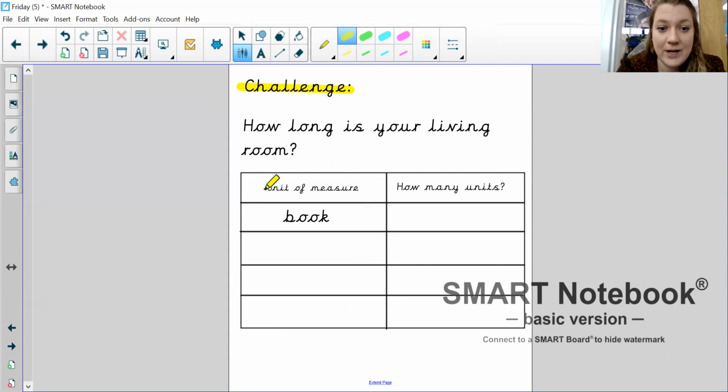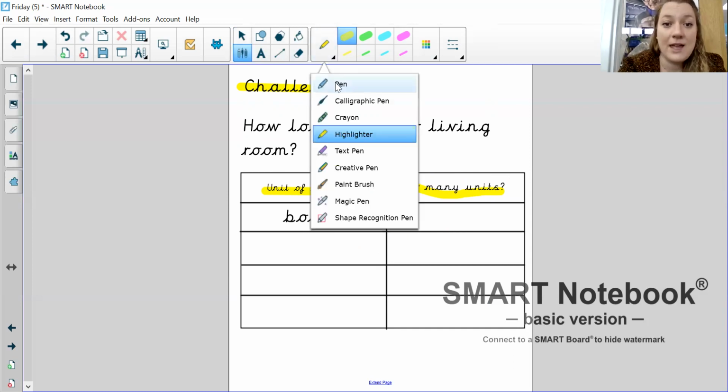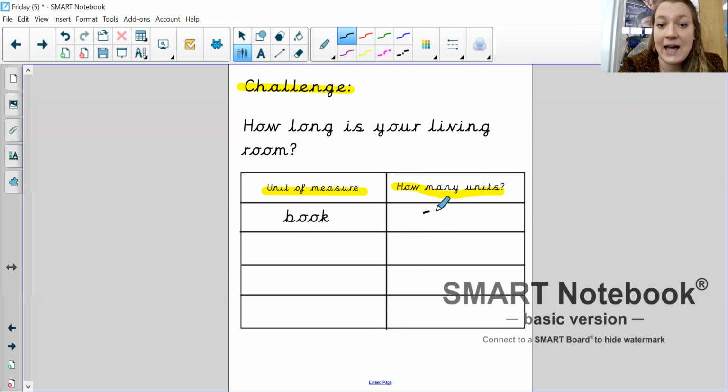Now, this says units of measure. So these are the things that you have chosen to measure your living room with and how many of them you have used. So if you're using books, make sure that you're not leaving any gaps. And then in here, you will write how many books it took to get from one end of your living room to the other. Oh dear. So I'm just saying I used 24.